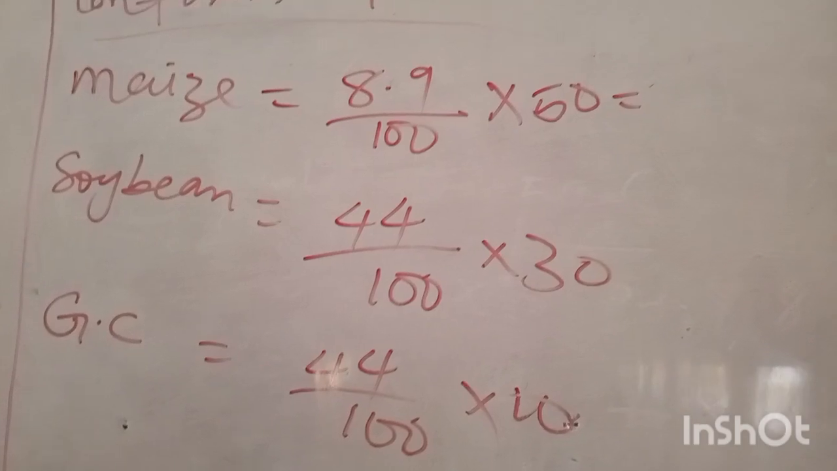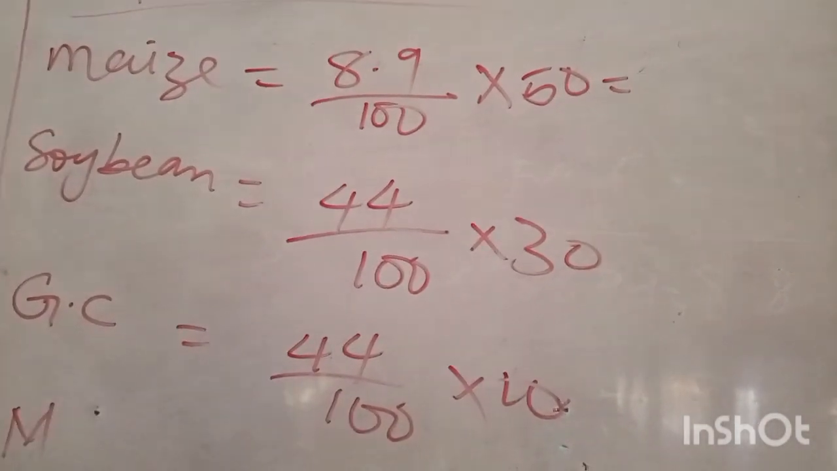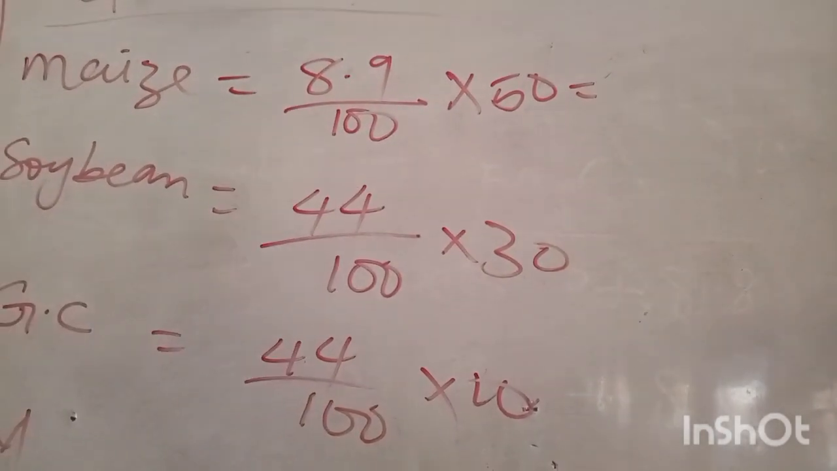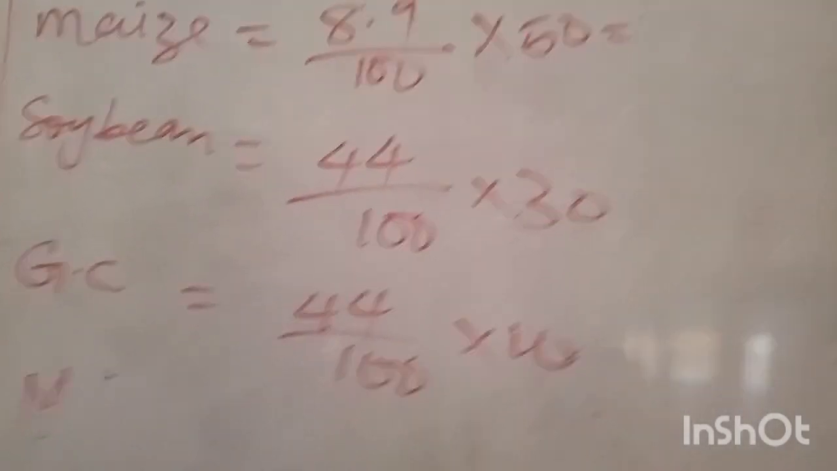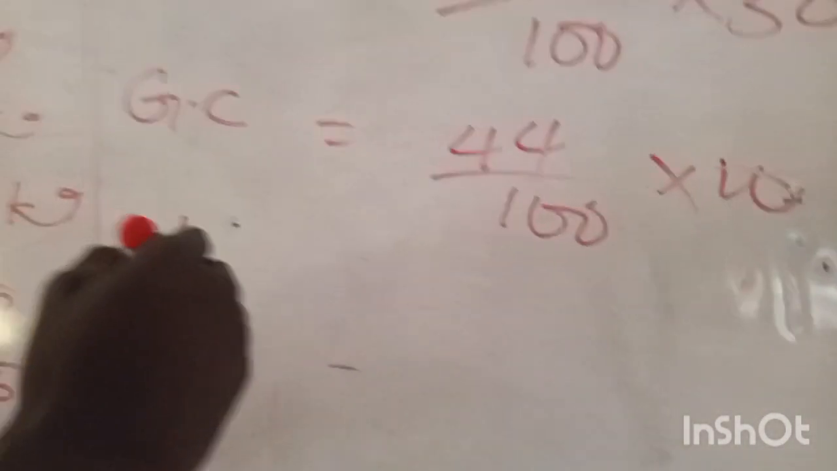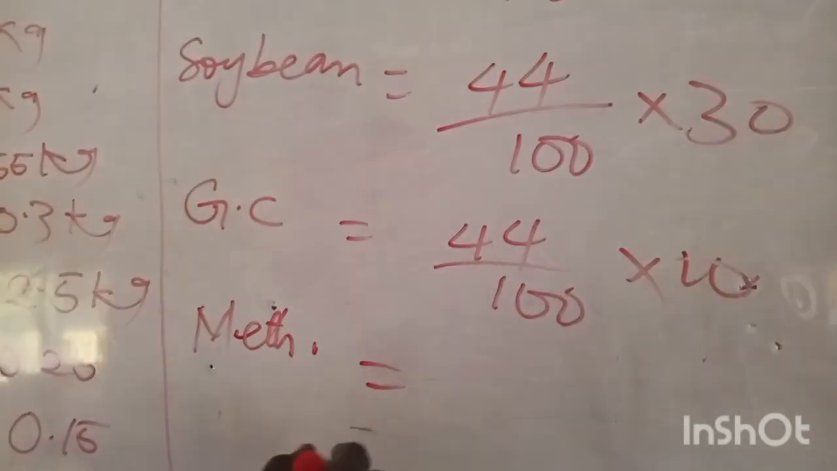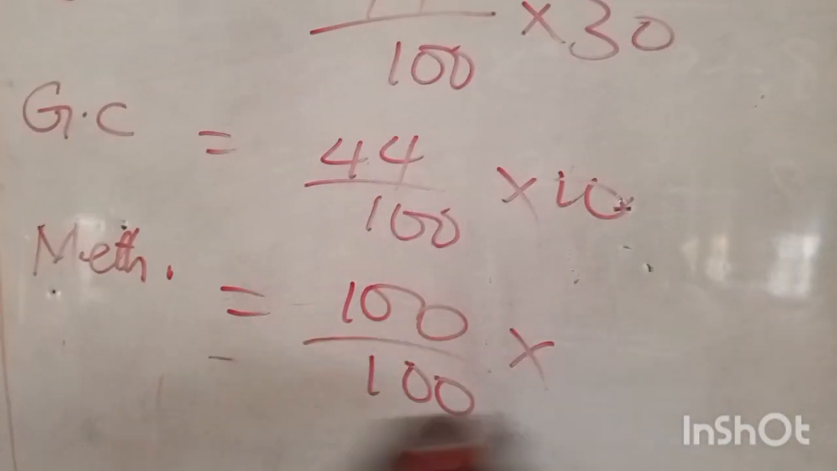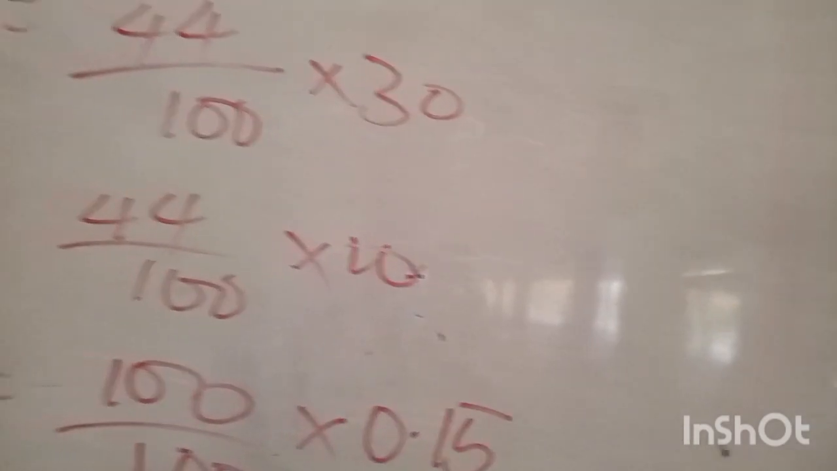Now, you go for what? The methionine. If you are checking it, the one that does not have the CP, you jump it. It's only the one that has the CP in the written formulated ingredient already. That is the one you are going to be putting. So we go for what? Methionine. We say methionine is what? 100 CP divided by 100 times the total value of methionine here, which is 0.15.